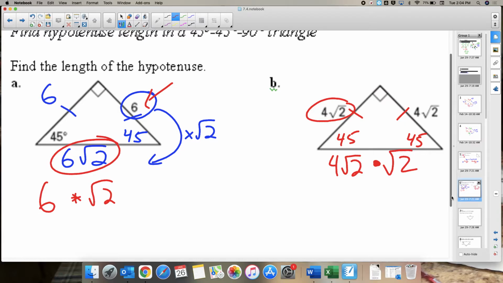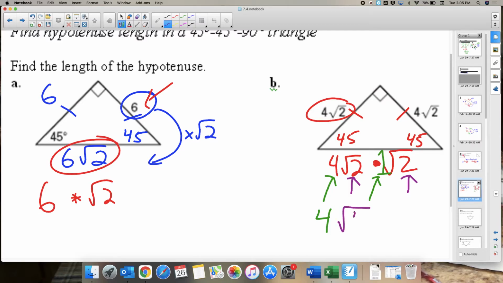Now here we actually have to clean some things up. Your rules for multiplying radicals: numbers that are outside can get multiplied with numbers that are outside. Well, the number in front here is understood to be 1, just like 1x would represent just x. Numbers that are outside can get multiplied with numbers that are outside. 4 times 1 is 4. Numbers that are underneath can get multiplied with numbers that are underneath. 2 times 2 happens to be 4 also.